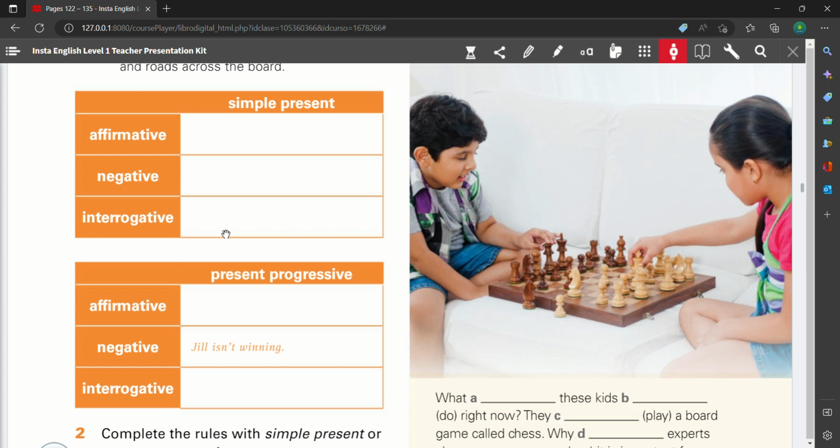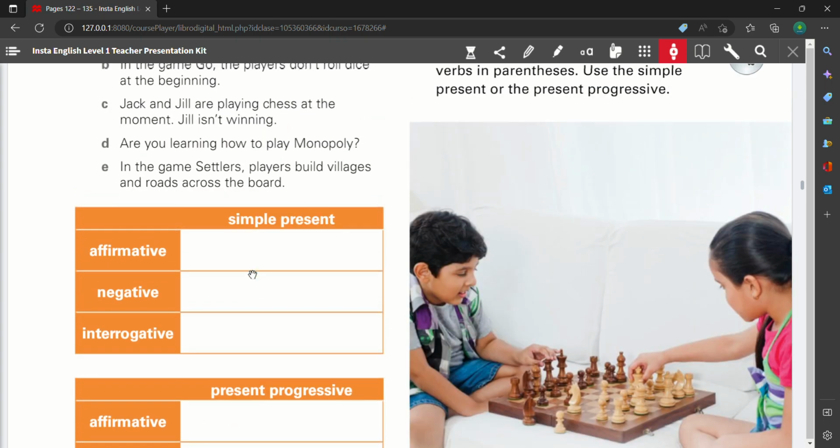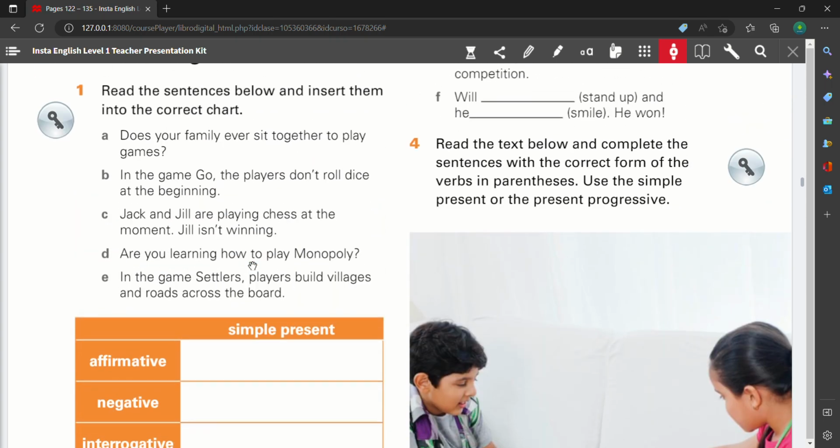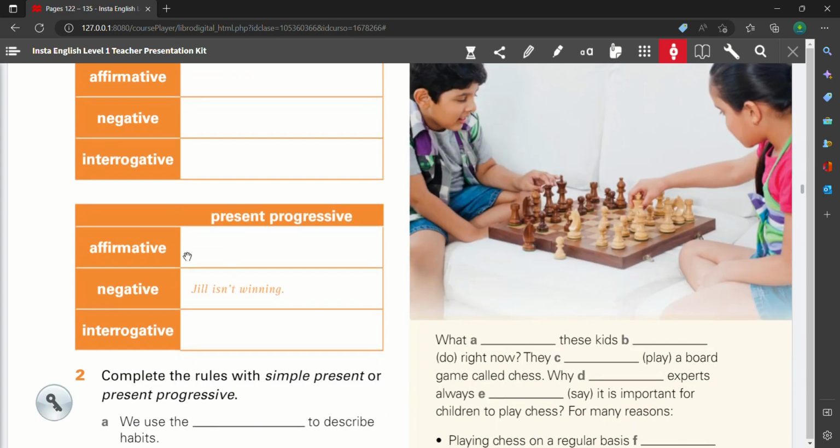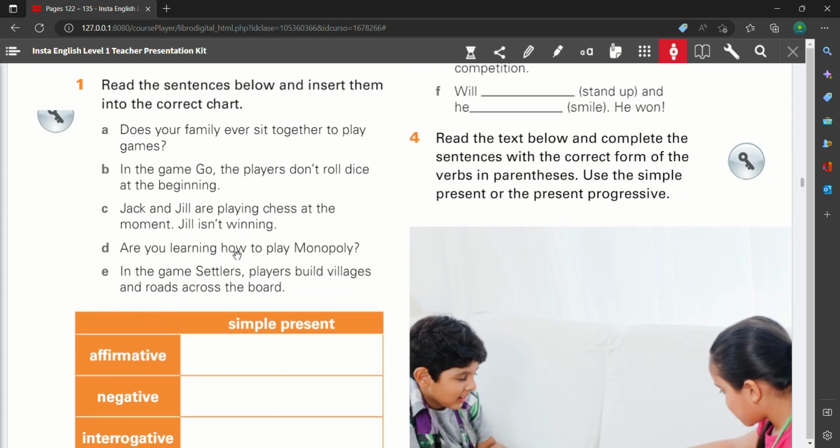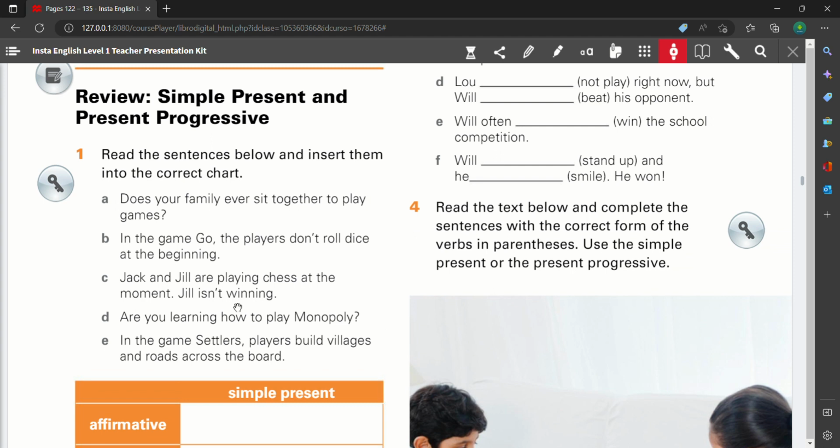So you put them in the correct place. I'm going to help you. We want to see the present progressive. We use the five fingers: pronoun, be, verb plus ing, and a complement. So in letter C, we have Jack and Jill as the pronoun, are is the verb be, playing is the verb plus ing, and chess at the moment is a complement.